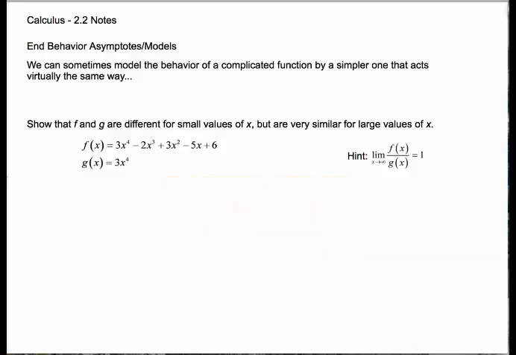And I'll sum it up again. We can sometimes model the behavior of a complicated function by a simpler one that acts virtually the same way. Again, we're not interested in numbers that are small, close to zero. End behavior means large numbers. So we want to show that f and g are different for small values of x, but are similar for very large values. So let's look at our hint, which says that we should put f over g and look at a limit.